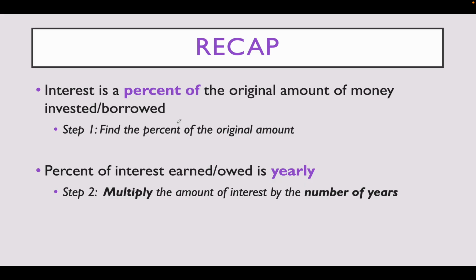And then we also need to remember that that percent of interest is only per 1 year. So if it says it's going to take us 10 years to pay it back or 3 years, then we need to multiply the answer from step 1 by the number of years. And then again, every once in a while they'll ask for the total amount. And if there is that question, then our step 3 would be to add that interest back onto the original.